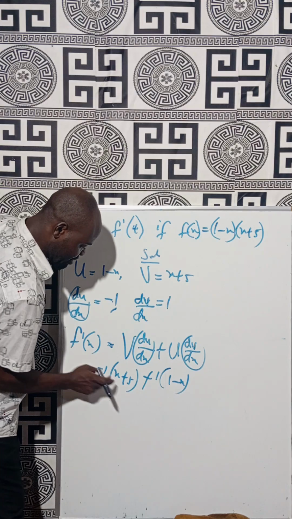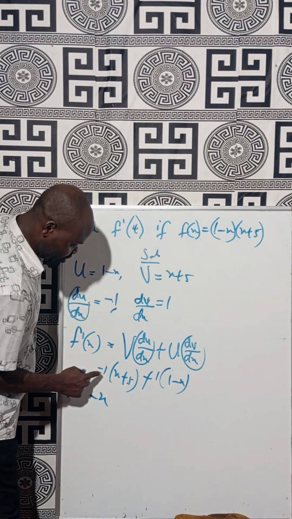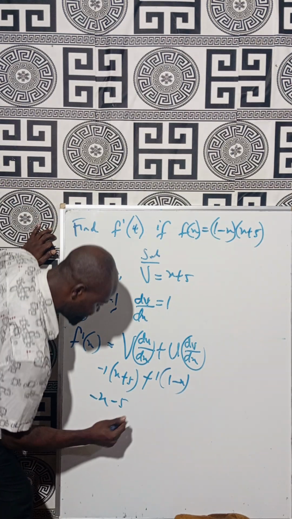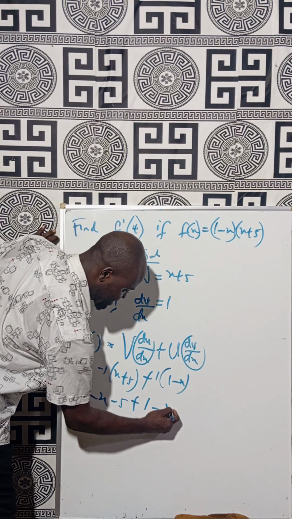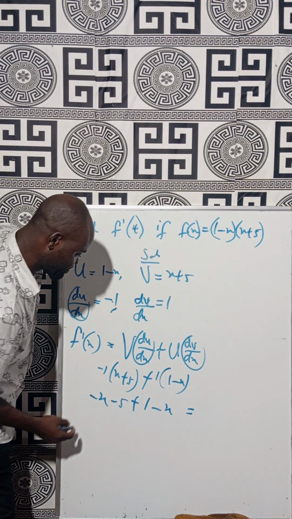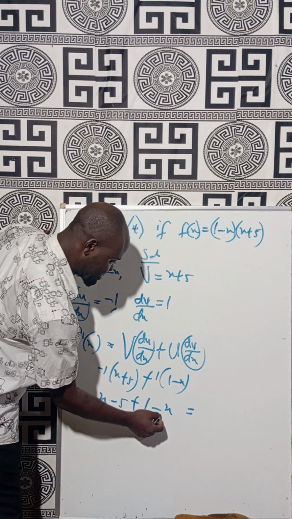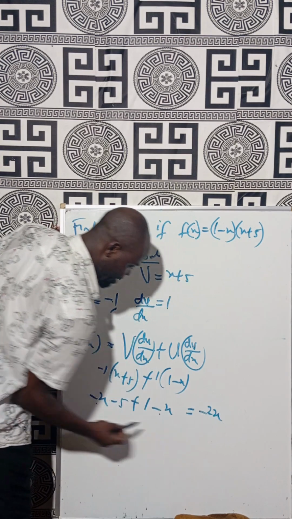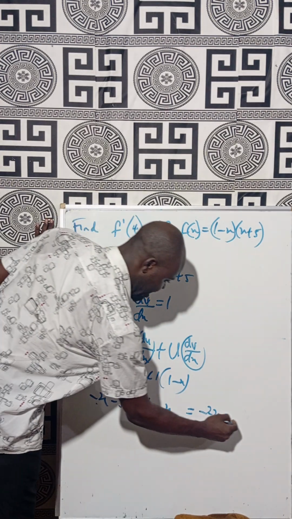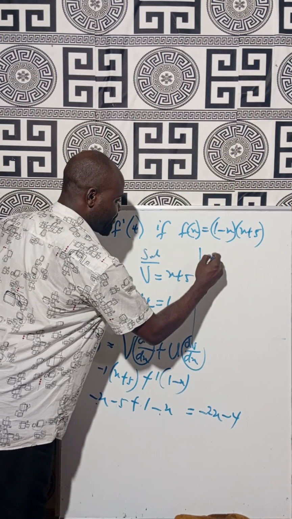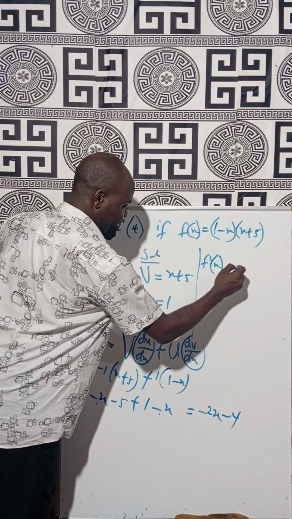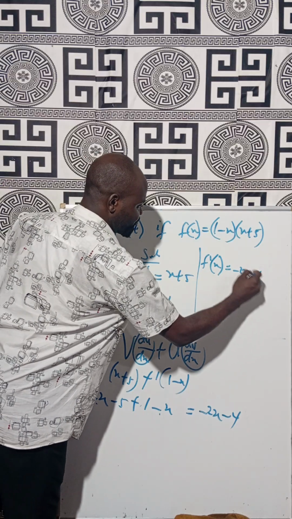So minus 1 times x is minus x. Minus 1 times plus 5 is minus 5. Plus 1 times 1 is 1 minus x. So my final answer is: minus x minus x, that's minus 2x. Minus 5 plus 1 is minus 4. So this is my result, that is my f prime of x: minus 2x minus 4.